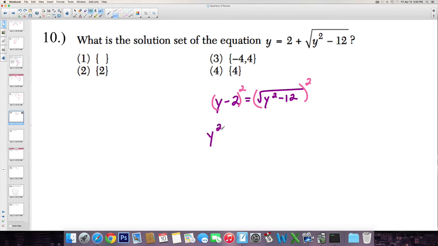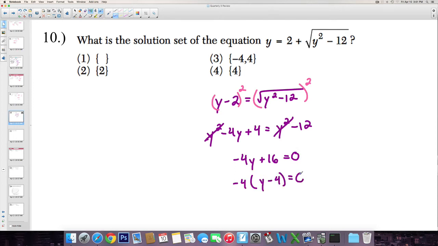And we're left with y squared minus 4y plus 4 equals y squared minus 12. At this point, we can bring everything over to one side. So if we subtract y squareds from both sides, they'll just really add to 0. We're left with negative 4y plus 16 equals 0. We could factor. Okay, and we get y equals 4 when we solve it. So if you decided that you instead wanted to do this, that's okay too. You'll still get 4. But we're not done.